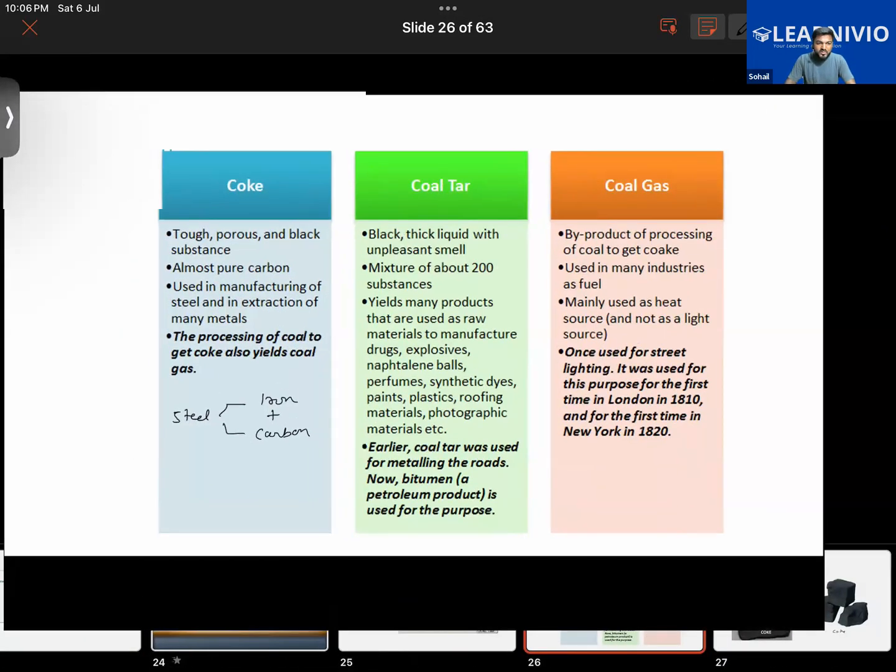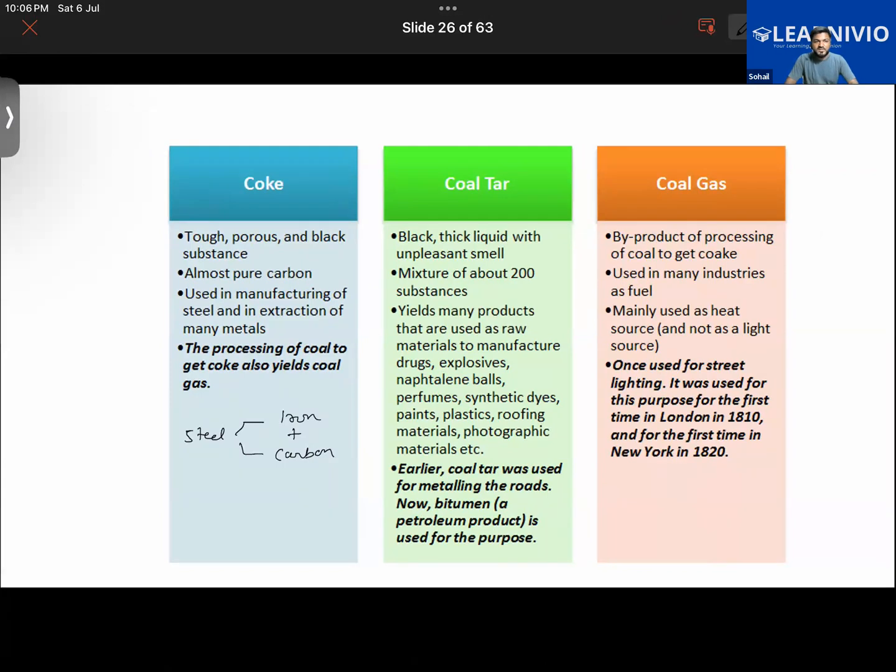Then let us learn about coal tar. What is coal tar and what are its uses? It is a black, thick liquid which has a very unpleasant smell, right? And this is the same liquid that was settling at the bottom of test tube B. Remember? Okay. Now it has several uses.